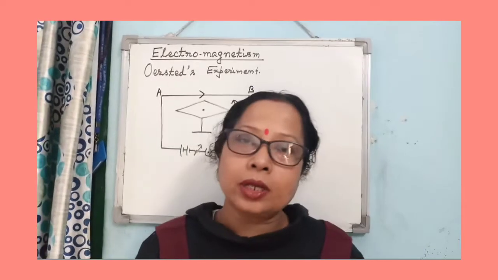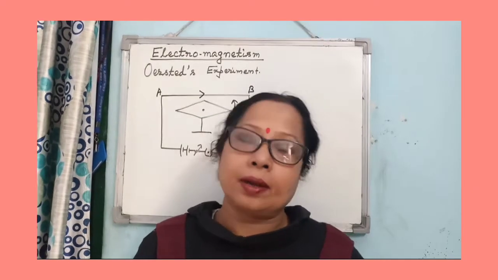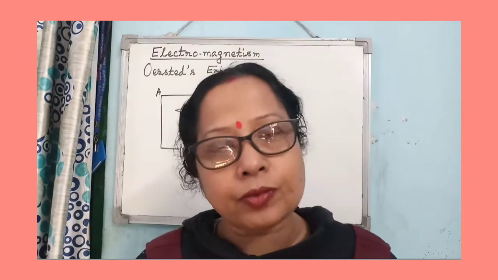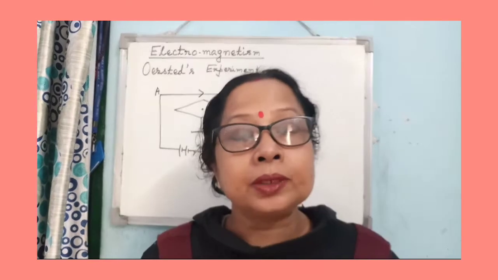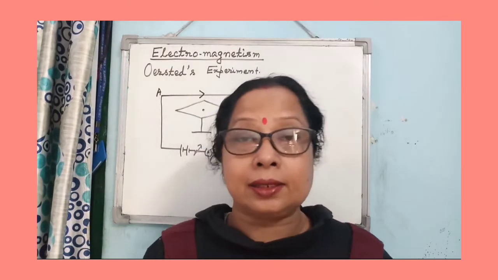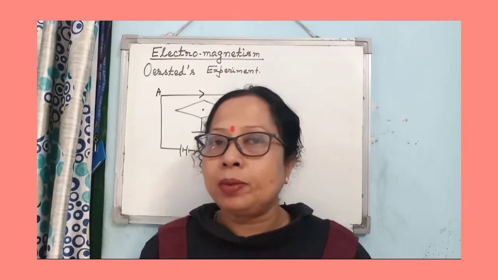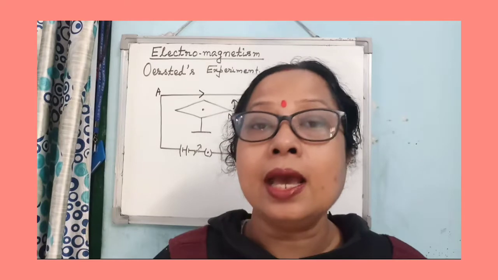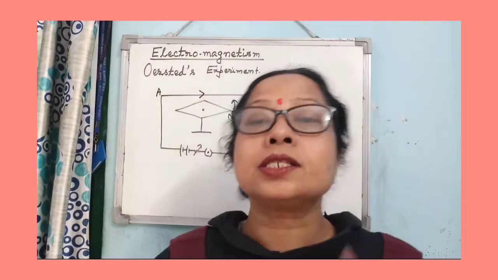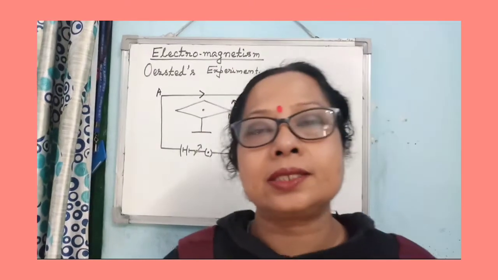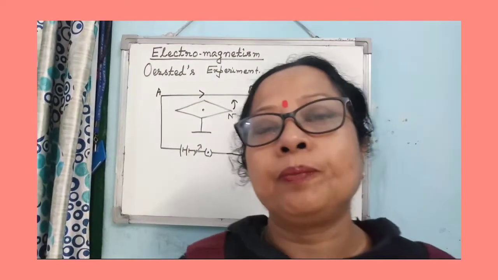So please note down, I am telling it slowly, please learn and remember. What is the magnetic effect of current? When current passes through a conductor, surrounding the conductor, a magnetic field is produced. Please follow the words I am saying. Surrounding the conductor, a magnetic field is produced. This is known as the magnetic effect of current.